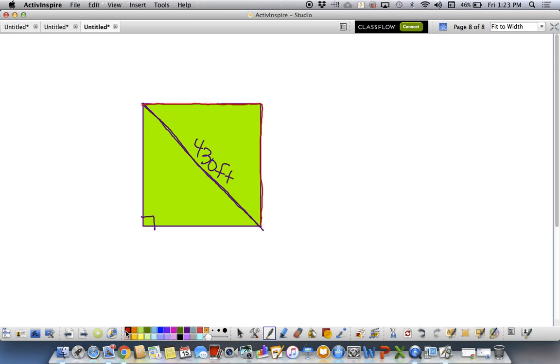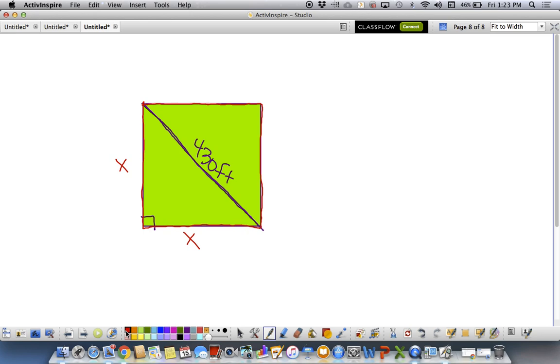How far is it around? So I need to know the circumference of the square, which is the perimeter. So can you find the side length? Yes, it is the circumference of a square. We just do what we just did.